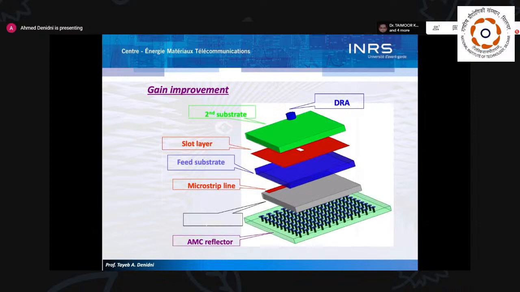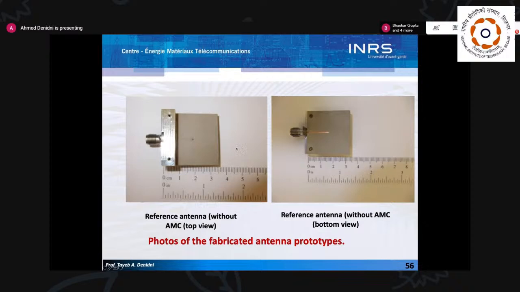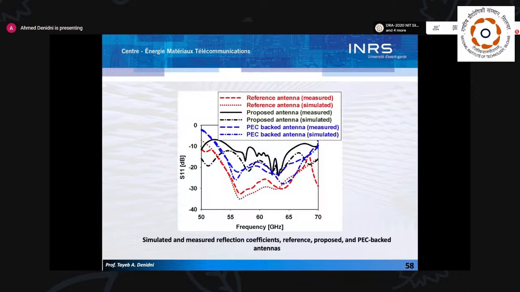Here are the dielectric resonators, and we have the slot. Here is the feeding microstrip line, and we add here a reflector based on EBG. We can see the antenna and the feeding. We fabricated this, and here are the results of S11. We can see this antenna works between 50 and 60 GHz, and we compare it with the reference elements.